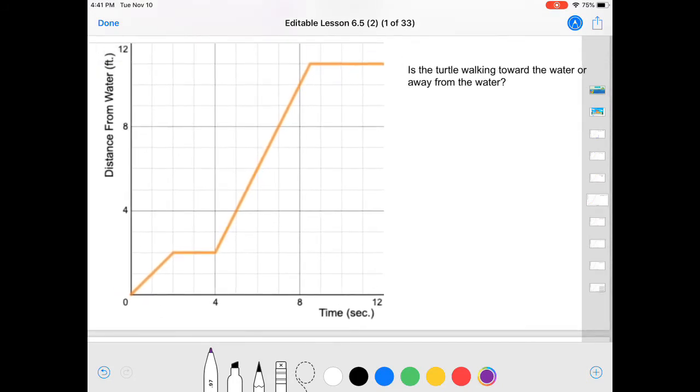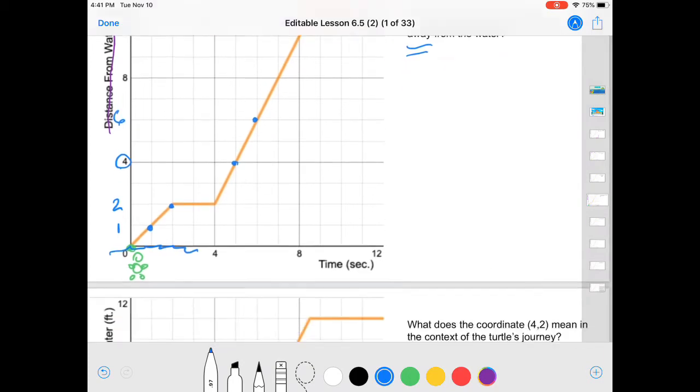Is the turtle walking toward the water or away from the water when the turtle's moving? So this is the distance from the water. The turtle starts out 0 feet away from the water. Here's our little turtle, in the water. And then the distance is getting bigger over time, right? At this point, he's 1 foot away from the water. Here, he's 2 feet away. Then here he's 4 feet away. Here he's 6 feet away. So his distance is increasing away from the water. So your answer is away.